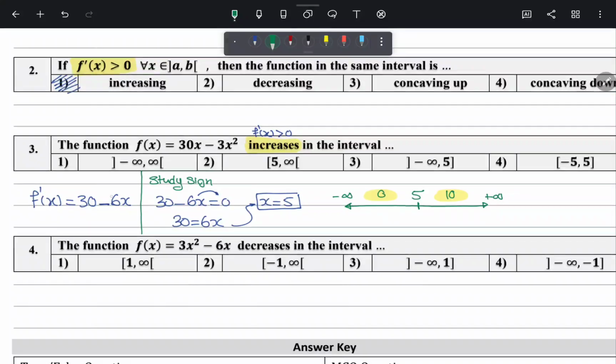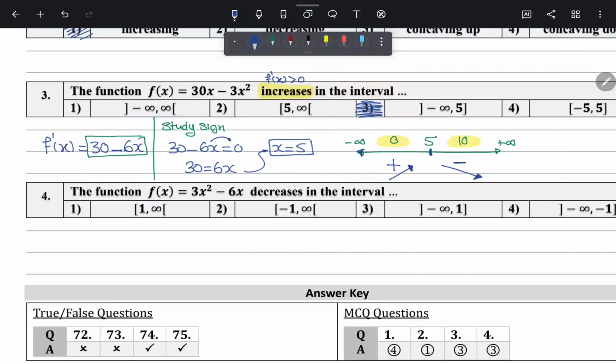So this is where we want to study the sign in the first derivative. If you put 0, 30 minus 0 is 30. Positive, meaning it's increasing. 10, 30 minus 60 is negative. So it's decreasing. Okay? So it increases in the interval from minus infinity all the way up to where? Up to 5. So from minus infinity to 5.